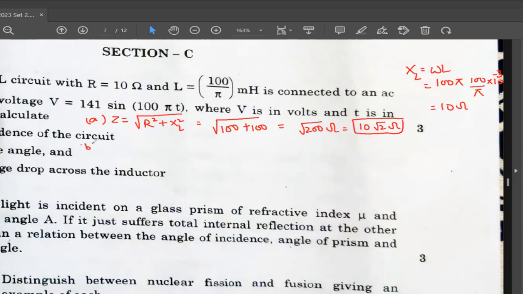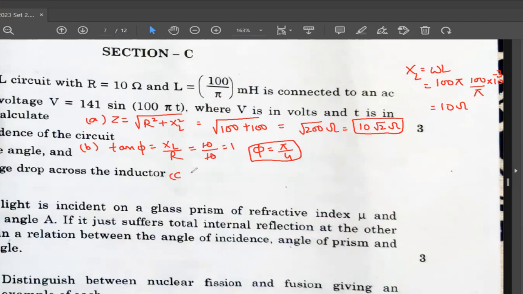Now the B part is phase angle. We know that tan phi is equal to XL upon R, where phi is the phase angle. XL is 10 ohm, R is also 10 ohm. So tan phi is equal to 1. So phi is equal to 45 degrees, or you can write it as pi by 4. So the phase angle is pi by 4.